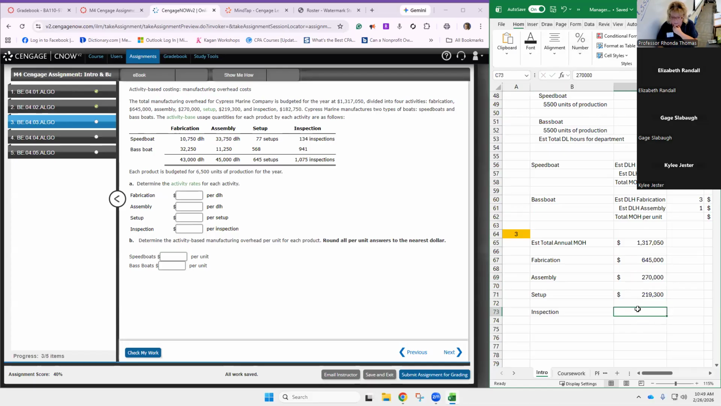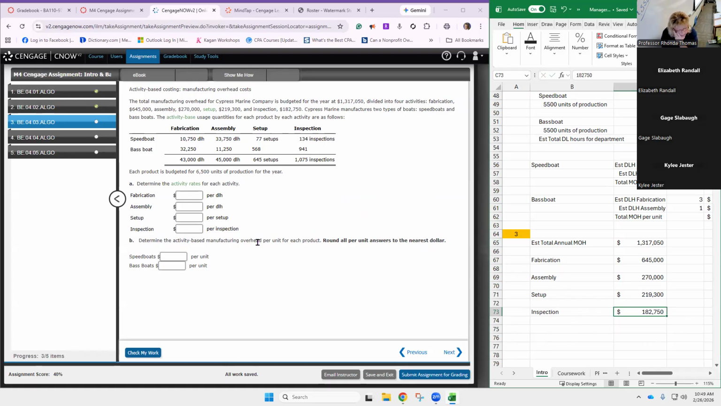And then finally, inspection, it gets 182,750. So you might go find these and put them next to each of the activities that they have described. Okay, that'll help get us where we need to be.